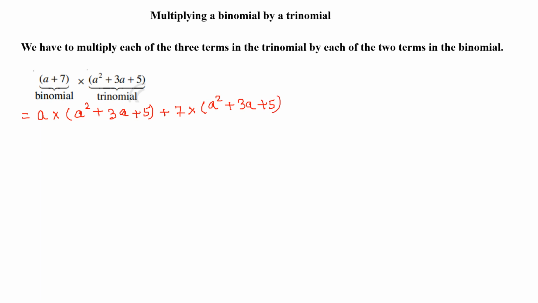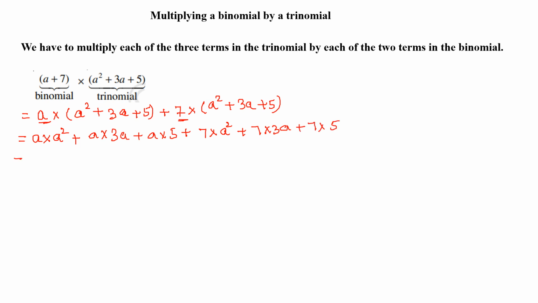Now you have to use the distributive law. So a multiply by a square. Now this a you have to multiply with each term of the trinomial, plus a into 3a plus a into 5. Now again 7 you have to multiply with each term of the trinomial. So 7 into a square plus 7 into 3a plus 7 into 5.